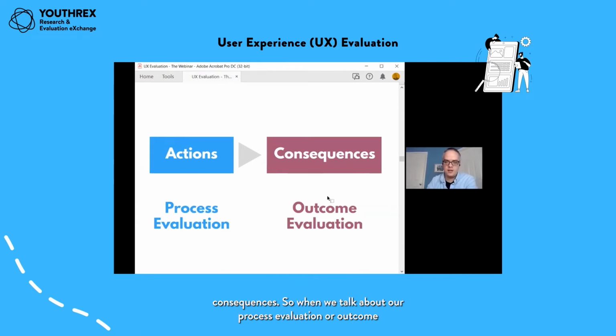When we talk about our process evaluation or outcome evaluation, when we're looking at the actions, the specific things that we're doing and monitoring, that's more of our process evaluation. When we're looking at the consequences, that's our outcome evaluation. The consequences are usually the things that we're really trying to make come around. That's the change that we're trying to make in this world, the little changes in people's experiences.